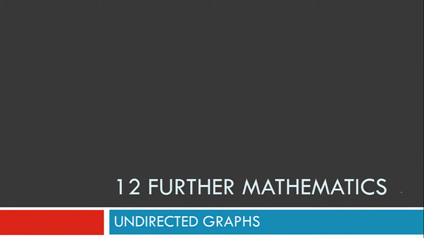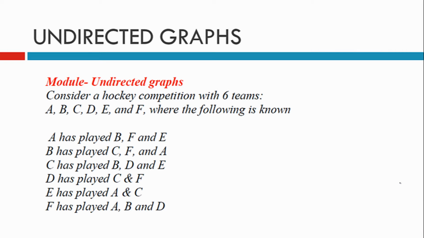Welcome back everyone. We're going to be working on undirected graphs today. So let's consider an example here. We're in a hockey team competition with 6 teams, A, B, C, D, E and F, and the following is known. I won't read it out, but you can see that A's played a few and beaten them, B, also C, D, E and F.